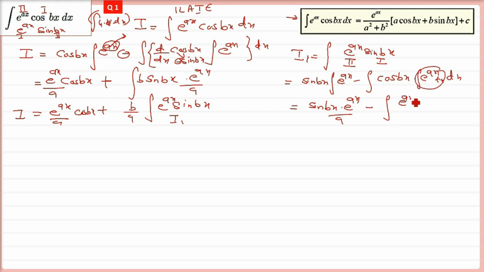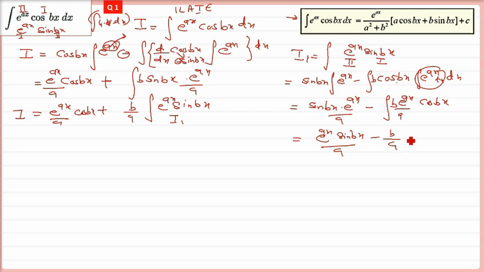So there will be b cos bx. I have left it, just assume that it is there. e raise ax will be e raise ax by a. So let me write b also and cos bx also. Now, to our surprise, you'll see that from where we have started, we have again come back to the same juncture. That is the first term I am writing like that.